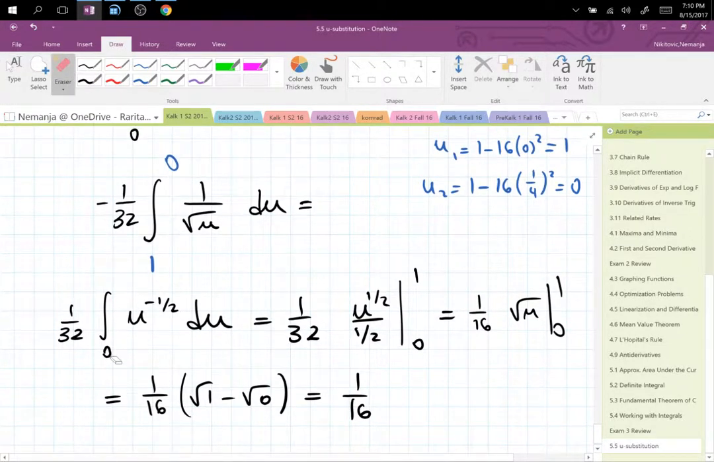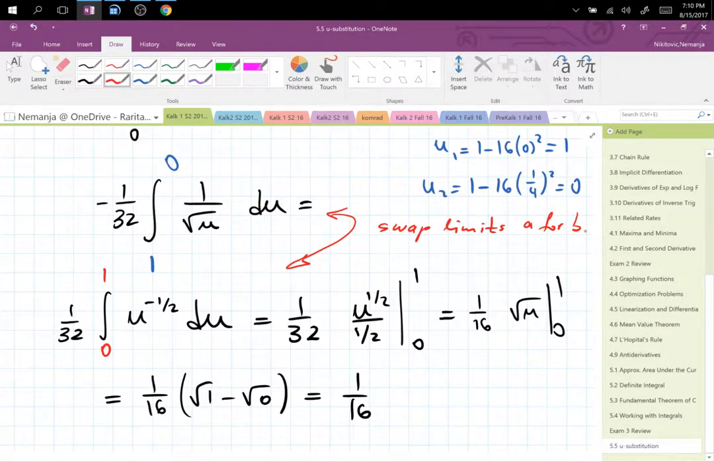Maybe these limits over here I should put red, 0 and 1. And then swap limits. So that's the new feature that you haven't seen before.